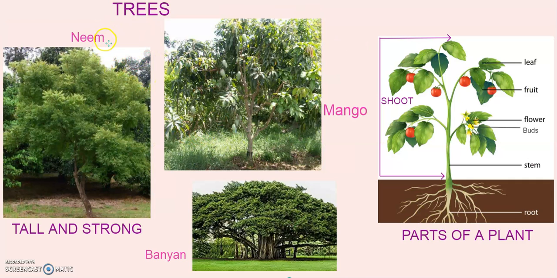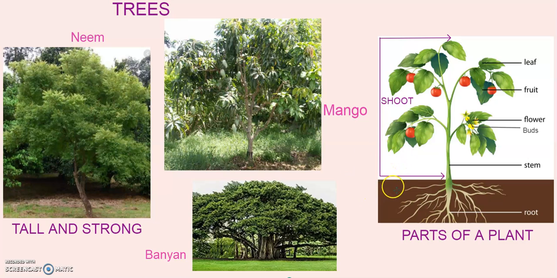You might have seen some tall plants around your house. What do we call tall plants? Yes, we call tall plants trees. These are trees. Which plants are these? Yes, this is a neem tree, this is a mango tree and this is a banyan tree. Have you seen plants like these at any time? How are these trees? Yes, they are tall and very strong.